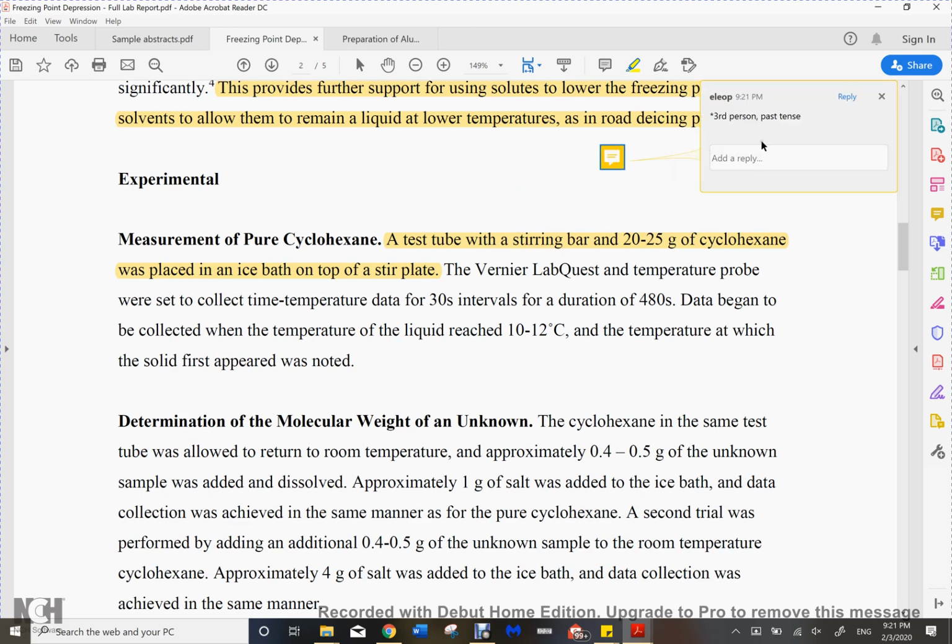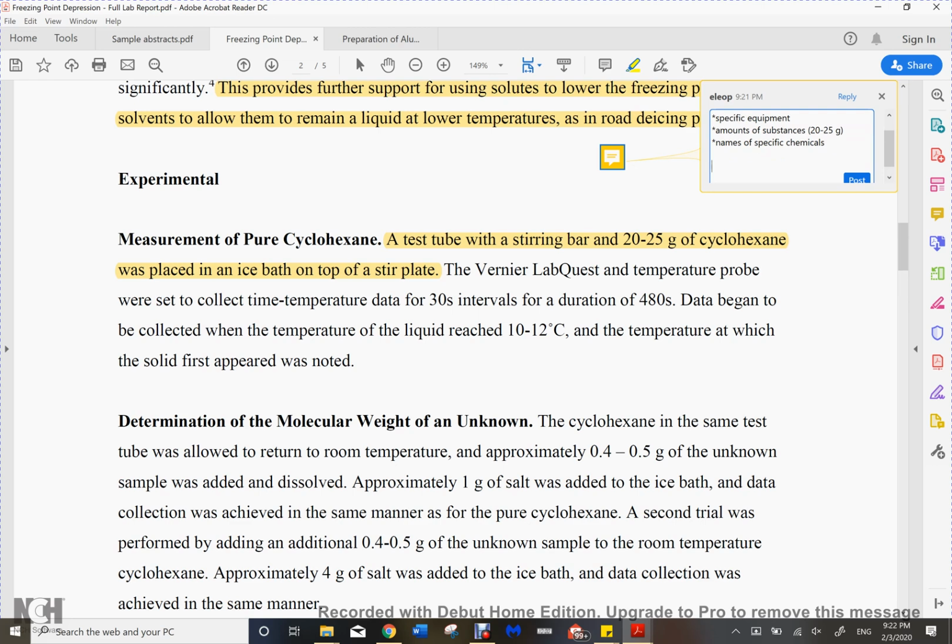Okay? You'll notice a few things that are important to include. You want to include specific equipment. For example, they list they used a LabQuest. You'll also want to include amounts of substances. For example, they included that they used 20 to 25 grams of cyclohexane. And then the names of specific chemicals. That's where you'll see the name cyclohexane and so on and so forth.